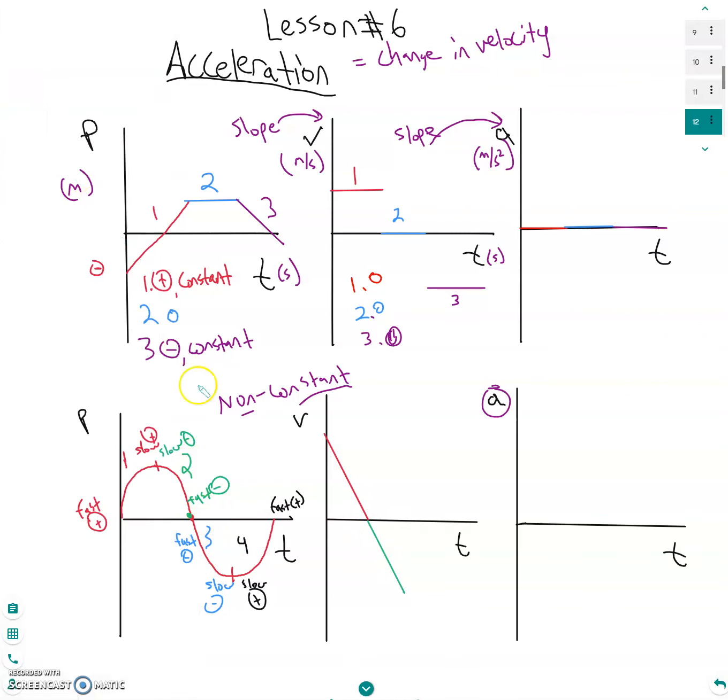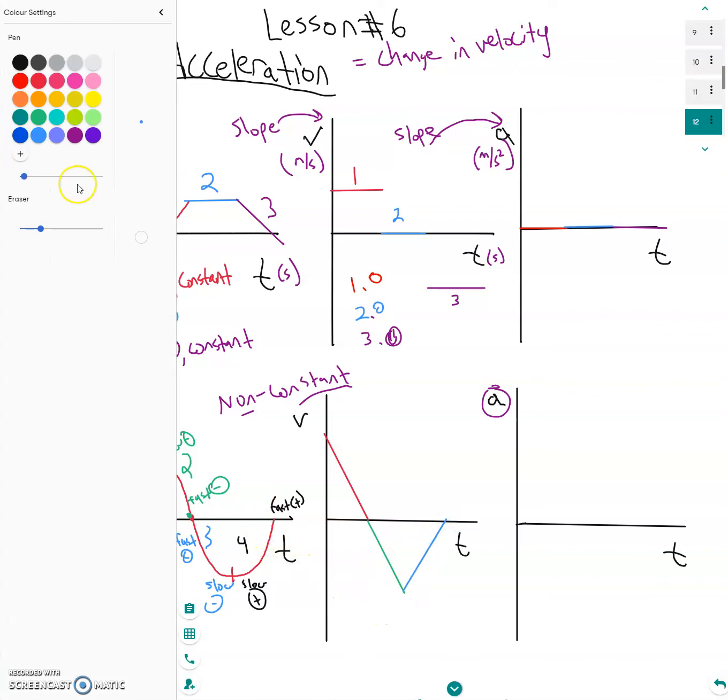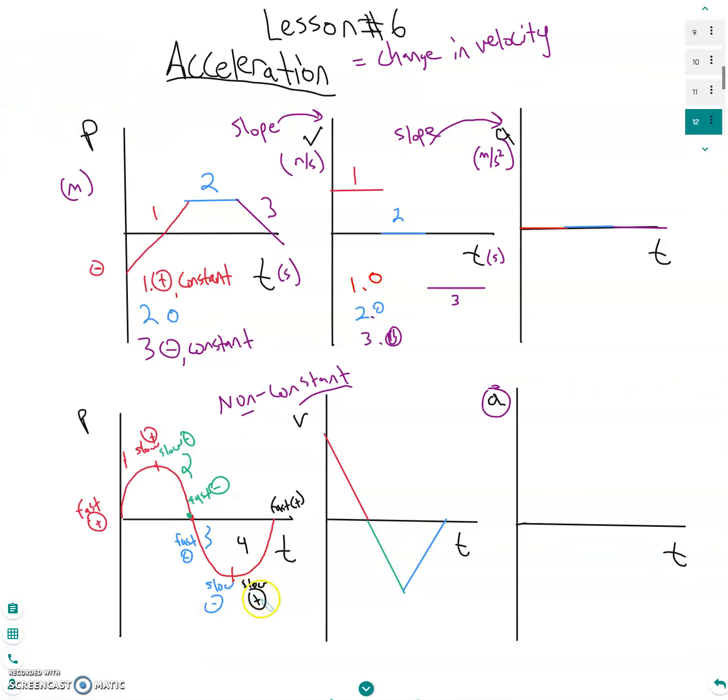So I need to switch over to blue. Fast and negative, that's here. And we're going to get slow and negative, that's heading back towards 0, isn't it? So we're going to head right back towards 0. And then we switch over to the last color, which is the black color, starting slow positive, going fast positive.